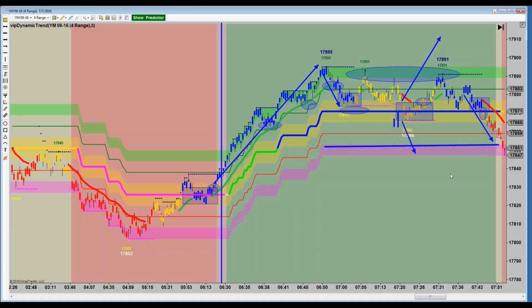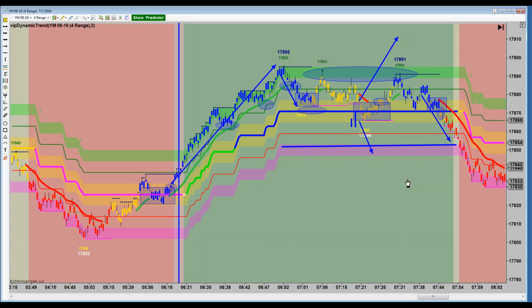Okay, let me advance the chart a little bit. How about now? Has the trend changed now? Down here it's 17,830. Look at the price action, yes or no? Has the trend changed, yes or no now? Look at where the price is. What's going on? What's physically going on? Yes, it broke support.